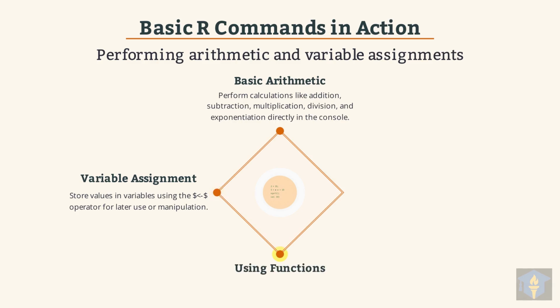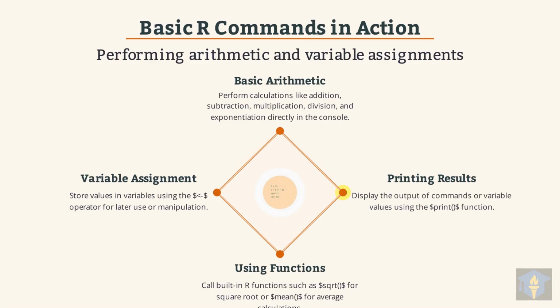We'll also explore using functions, which are pre-written tools to accomplish specific tasks. You can call built-in R functions, such as sqrt for square root or mean for average calculations, to perform common operations. Lastly, printing results is essential for seeing the output of your commands and understanding your data. You can display the output of commands or variable values clearly using the print function in R.